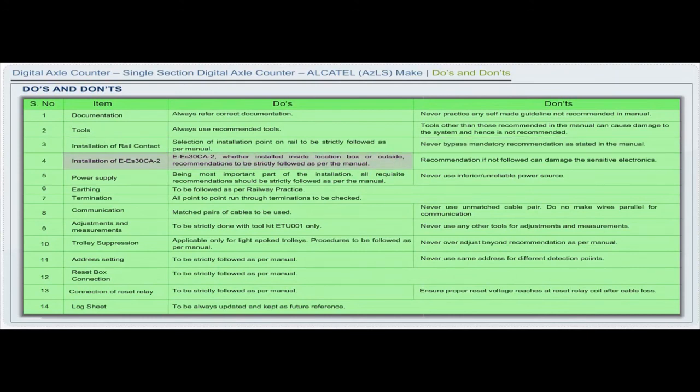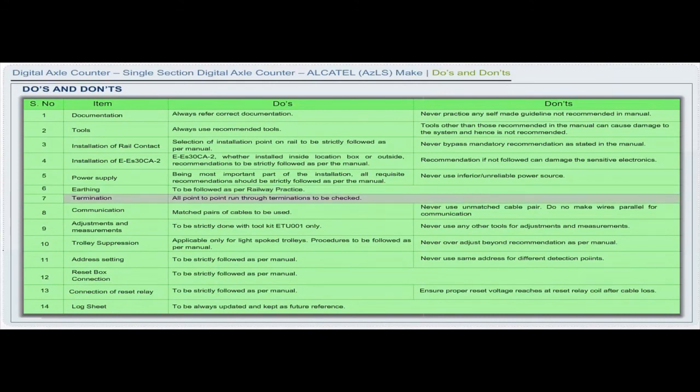EES30 CA2, whether installed inside location box or outside, recommendations to be strictly followed as per the manual. Recommendations, if not followed, can damage the sensitive electronics. Power supply being the most important part of the installation, all requisite recommendations should be strictly followed as per the manual. Never use inferior or unreliable power source. Earthing to be followed as per railway practice.